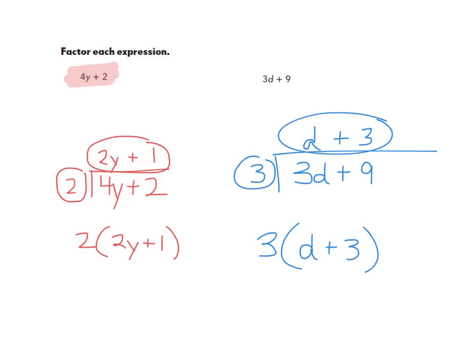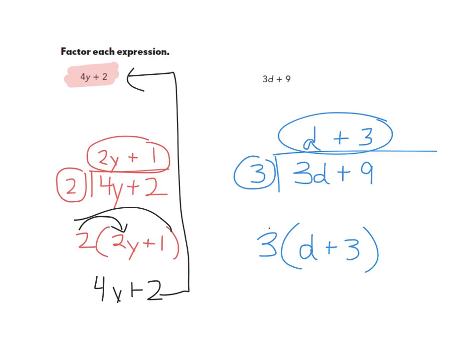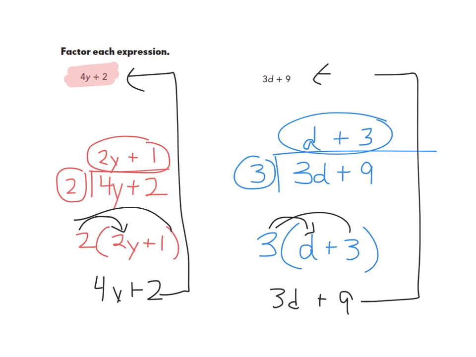The great thing with this is that you can always check your answer by using distributive property. If I go back to this one, 2 times 2y is 4y, and 2 times 1 is 2, and it matches. This one, 3 times d is 3d, plus 3 times 3 is 9, and it matches where I started.